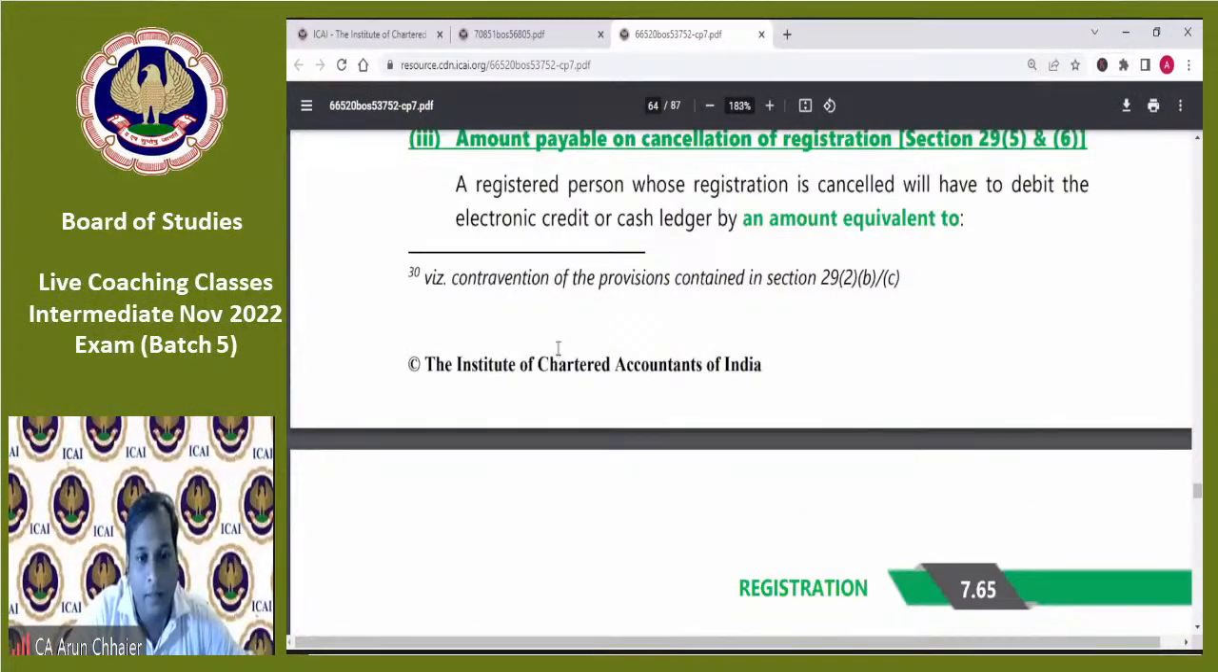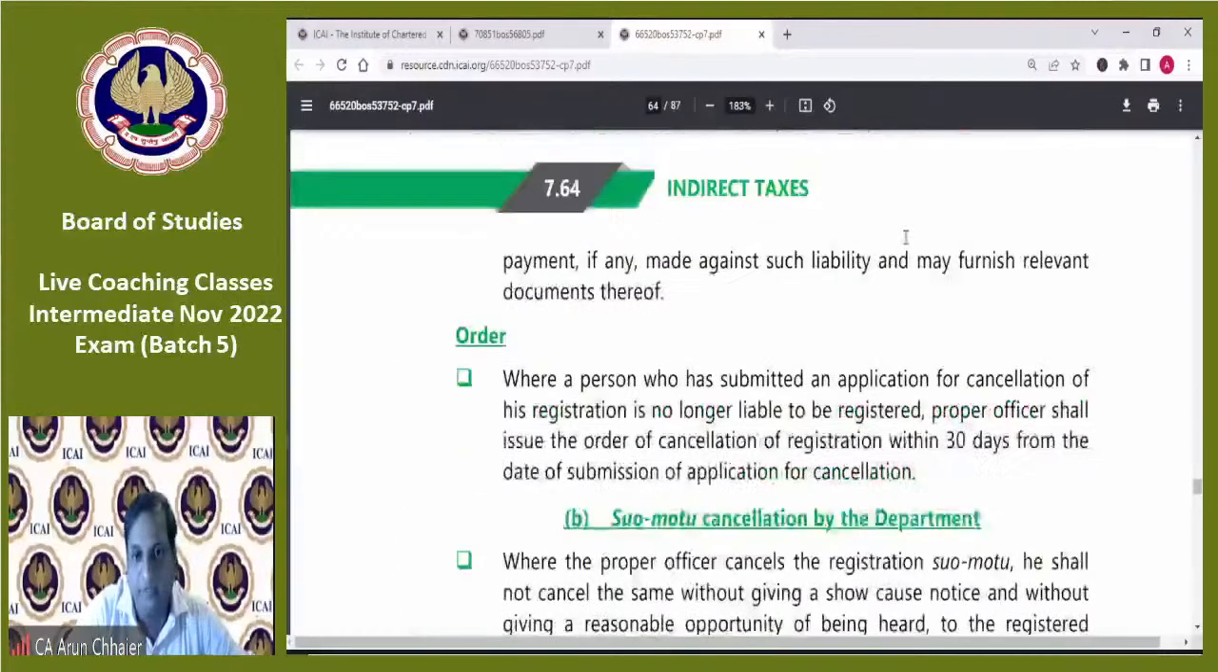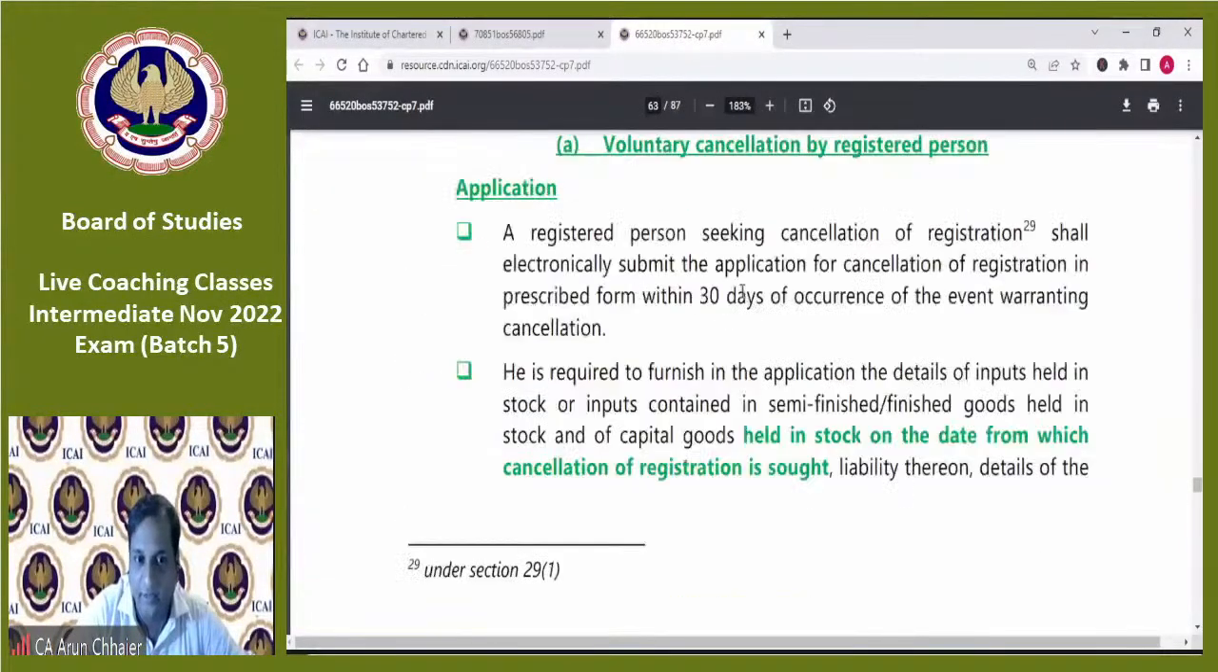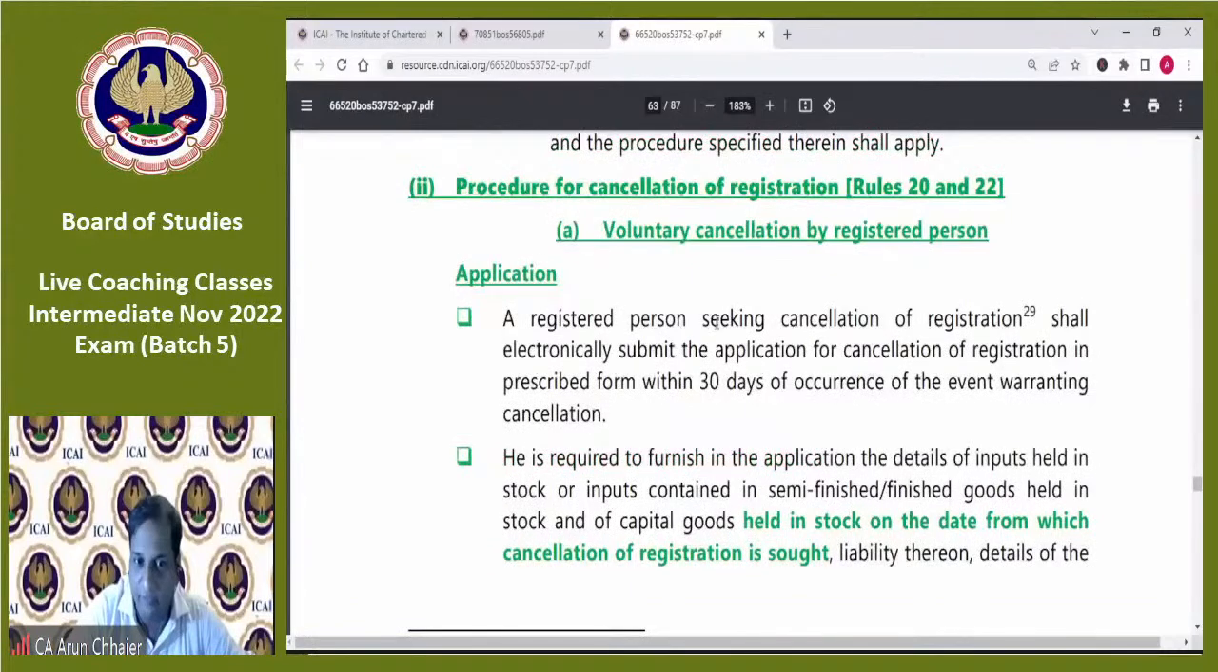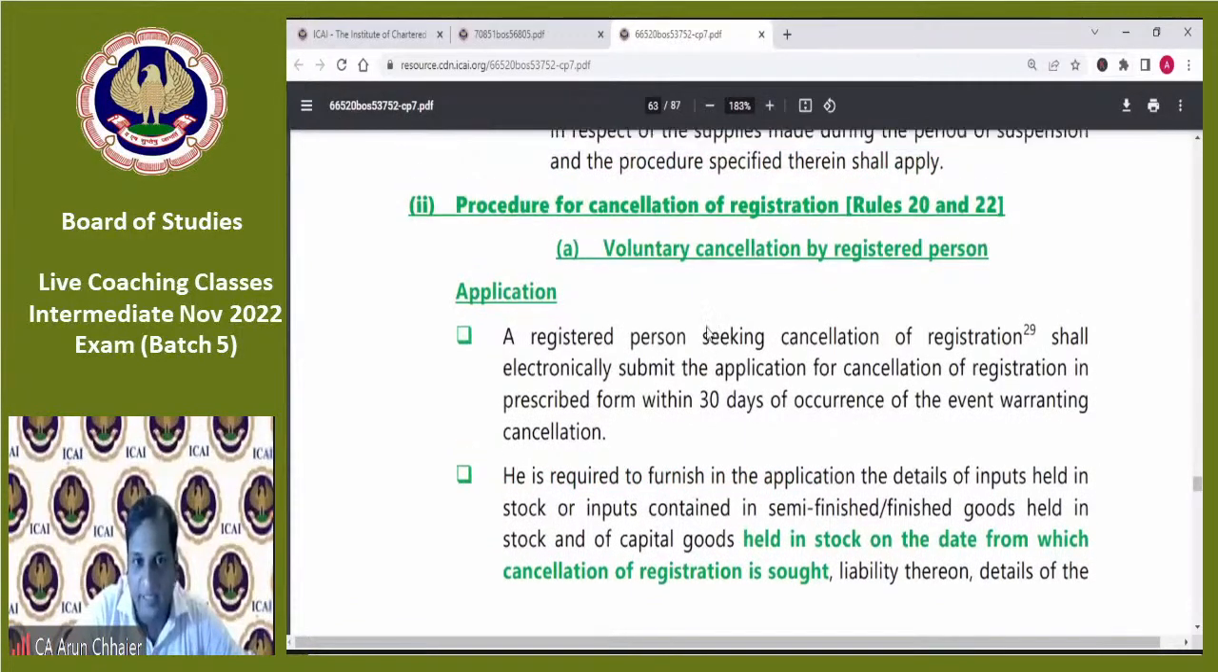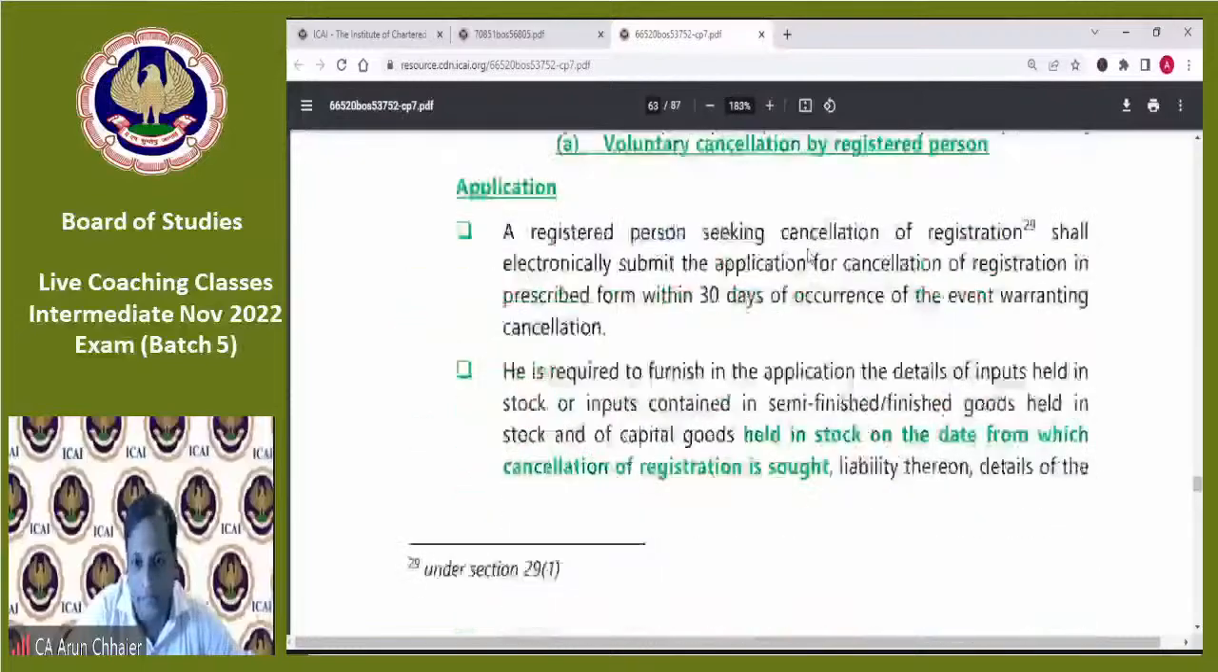A registered person seeking cancellation of registration shall electronically submit the application for cancellation in the prescribed form within 30 days. He is required to furnish the application. In the application, the details of the input containing semi-finished, finished goods, etc.